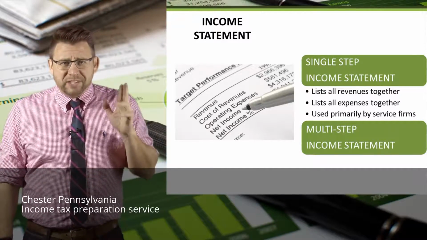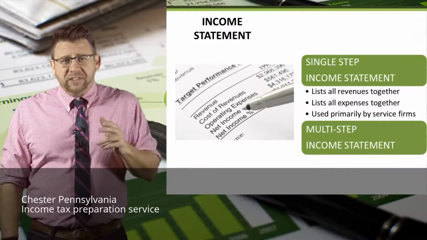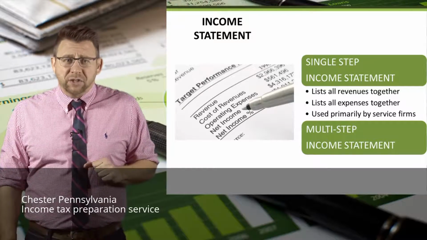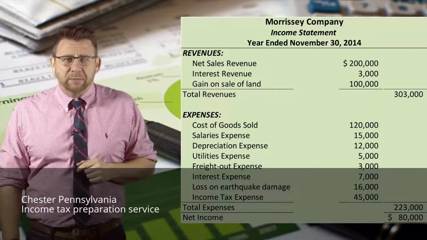The single-step income statement lists all revenues together and totals them for total revenue. Then all expenses are listed together and totaled for total expenses. The difference is then net income. This format is primarily used by service firms. Here's an example of a single-step income statement.